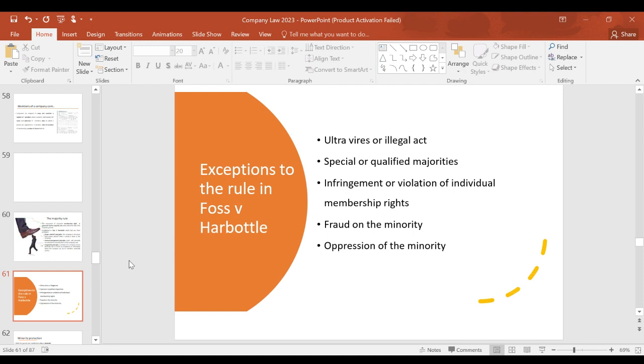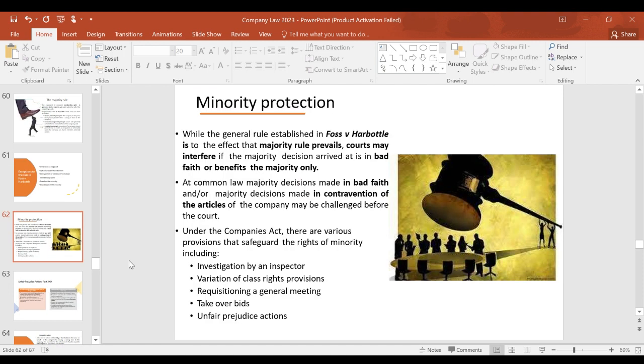In another event, where there is a fraud being perpetrated on a minority, that can also entitle that particular minority to approach the court and disregard the majority rule decision. And then, of course, oppression of the minority. If a decision is being made only to oppress a particular minority, then a court may intervene in such scenarios.